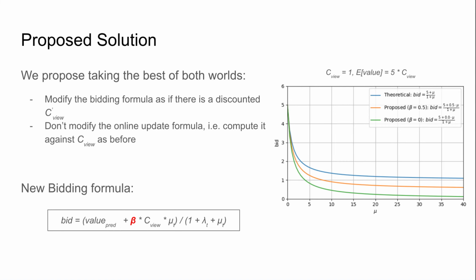We propose taking the best of both worlds. That is, modify the bidding formula as if there is a discounted C view dash, but do not modify the online update formula, meaning compute the error against C view as before. With this, we propose the new bidding formula where we introduce the beta term. On the right, we can see that bid may now drop below C view, which is 1. For beta equals 0, bid may drop all the way down to 0, while for beta equals 0.5, bid may drop to 0.5. We argue that this will result in a more effective cost control.